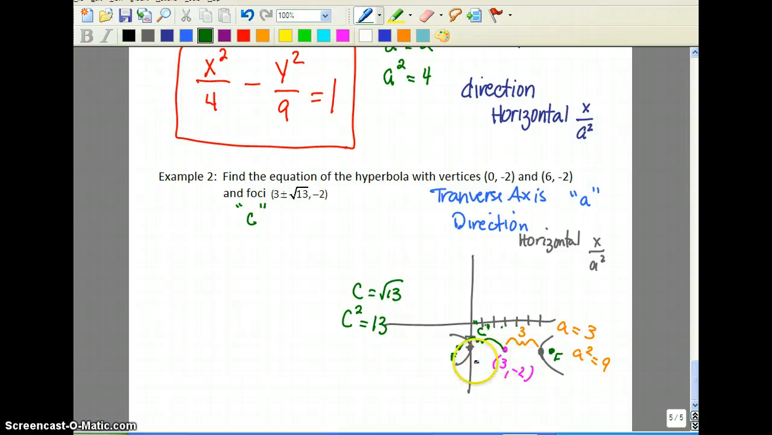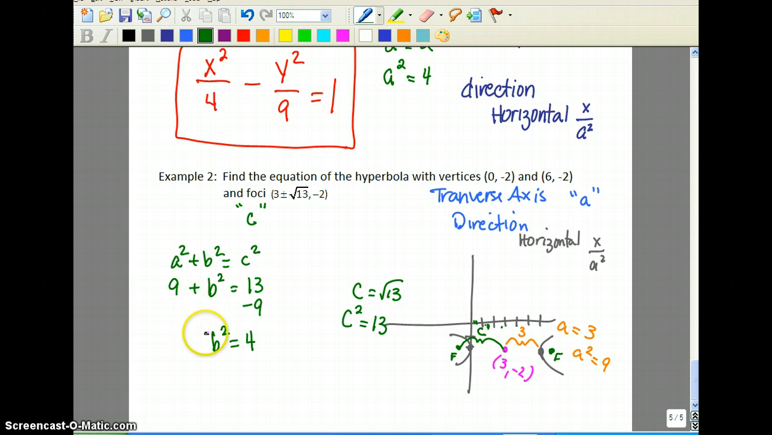Alright, so we need to have our equation. Well, which is longer, a, b, or c? We know that c must be the longest distance. So it has to be a squared plus b squared equals c squared. Well, we decided that a squared was 9. We're looking for b squared, and c squared is 13. So if we subtract 9, we get b squared equals 4, and that's what we need.